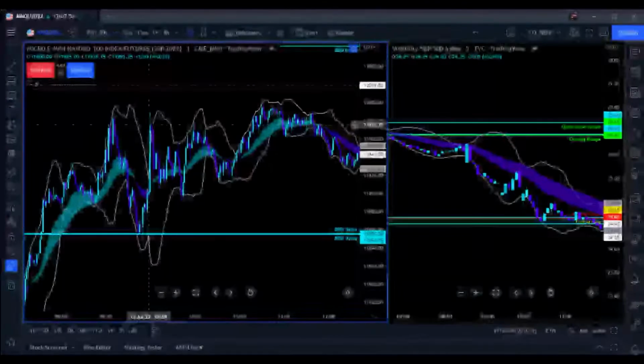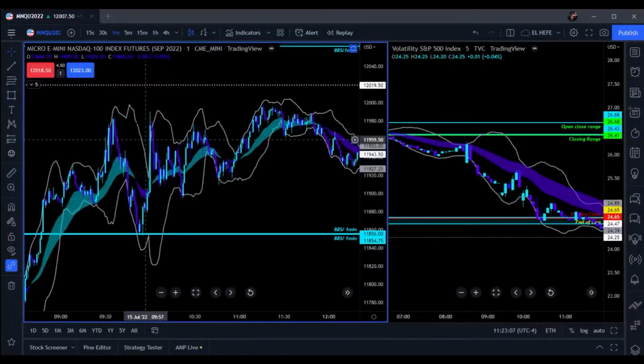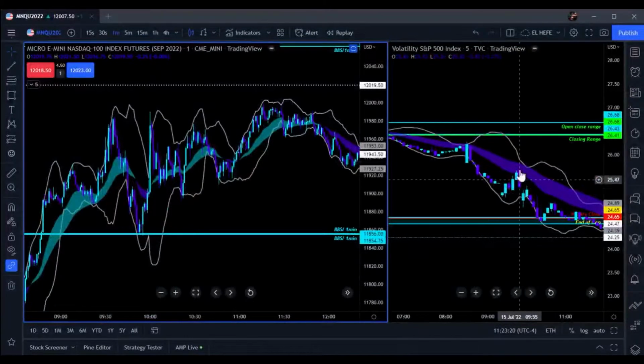You could have got long here, you know what I mean? And got out of most of your position, if not all of your position right here. And hell, that was a great freaking trade. That's a 100-point trade with virtually no risk on the table by only utilizing the VIX and knowing exactly what you should be doing, right?